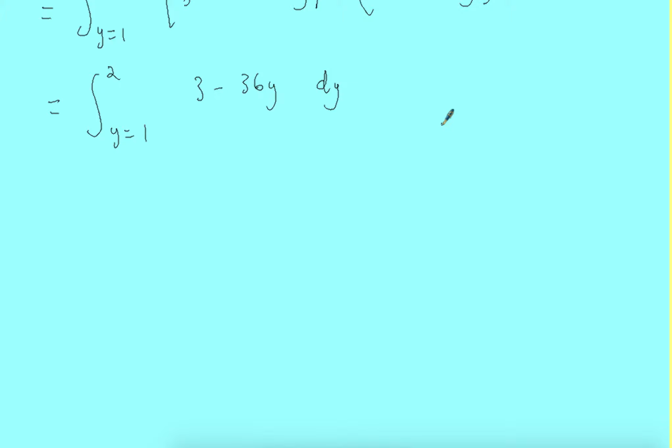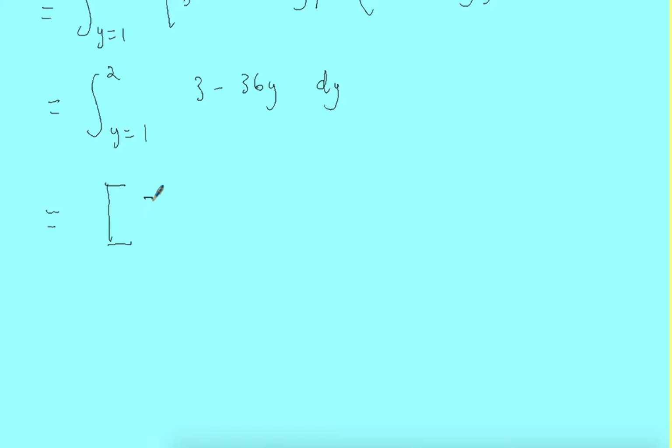Now, as I said in the first bit when I was talking about it, your second integral, when you get to that stage, should only contain the letter that you've got here. Right, so there shouldn't be any x's in this. If there's x's in it, you've done something wrong. Right, so let's integrate it.